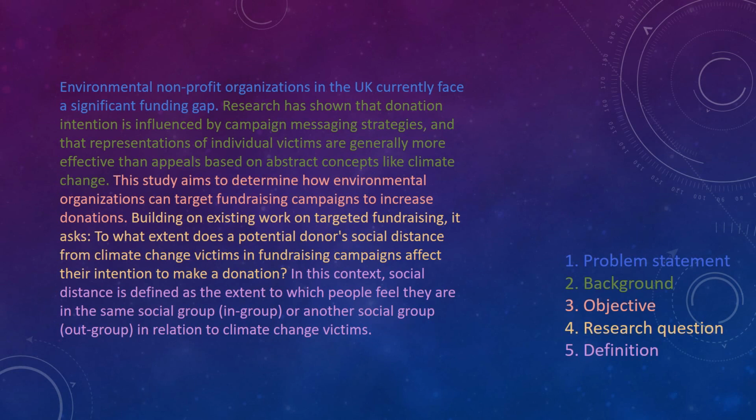So here's an example of what an abstract might look like. We have some sections such as the problem statement, the background, the objective, research question, and definition. And each of these sections is approximately one sentence long. The problem statement in this example of an abstract would be that environmental non-profit organizations in the United Kingdom currently face a significant funding gap.